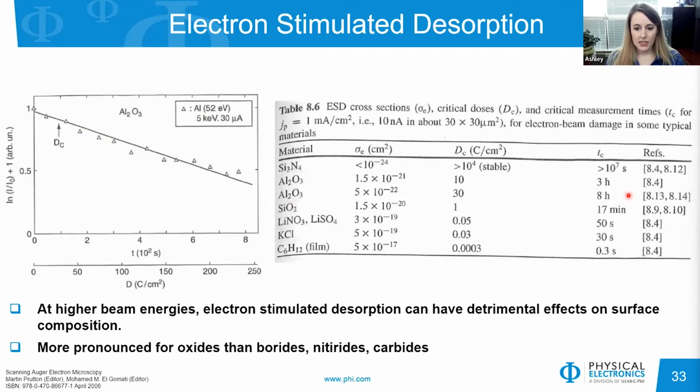In the table on the right, we can see that the electron dose and critical time measurement change for different types of materials. So the effect of this electron stimulated desorption is more pronounced for oxides than compared to nitrides. We can see the critical time measurement is quite short for oxides, and you get a longer critical time measurement as you move into nitrides.